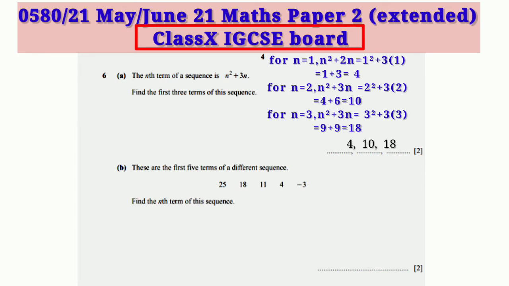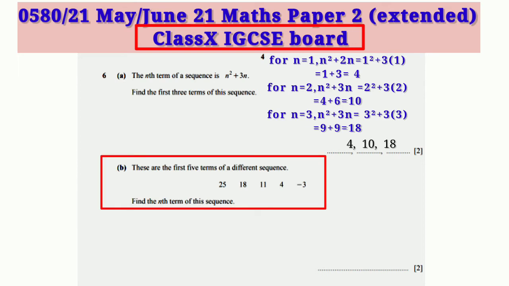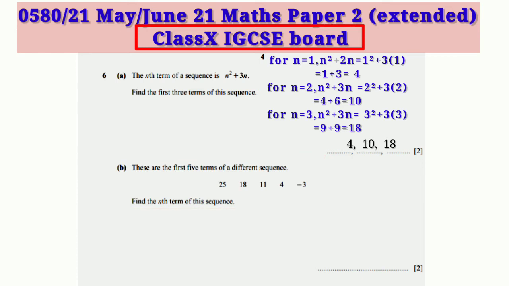Let's come to B part. These are the first 5 terms of a different sequence: 25, 18, 11, 4, minus 3. Find the nth term of this sequence. We have first term 25, so a equals 25. If you notice, there is a common difference of -7 between successive terms. So the common difference d equals -7. We will use the formula Tn equals a plus n minus 1 into d. We will substitute a and d in this formula.